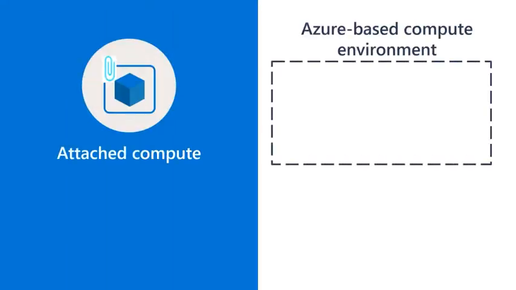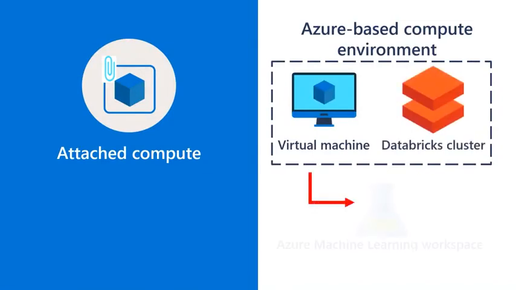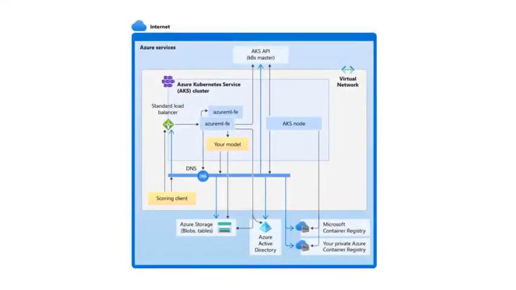If you already use an Azure-based compute environment for data science, such as a virtual machine or an Azure Databricks cluster, you can attach it to your Azure Machine Learning workspace and use it as a compute target for certain types of workload. It's important to note that in Azure Machine Learning Studio, you can create another type of compute named inference clusters. This kind of compute represents an Azure Kubernetes service cluster and can only be used to deploy trained models as inferencing services. We'll explore deployment later, but for now we'll focus on compute for experiments and model training.